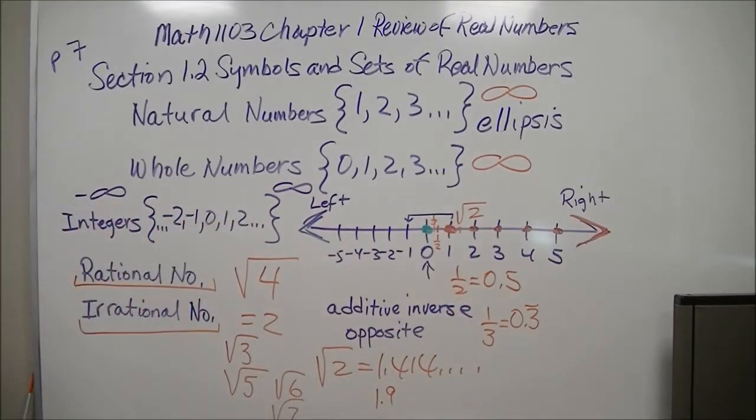Now another famous irrational number is the symbol pi. We often think of it as 3.14. But again, that's just an approximation. It is an irrational number.